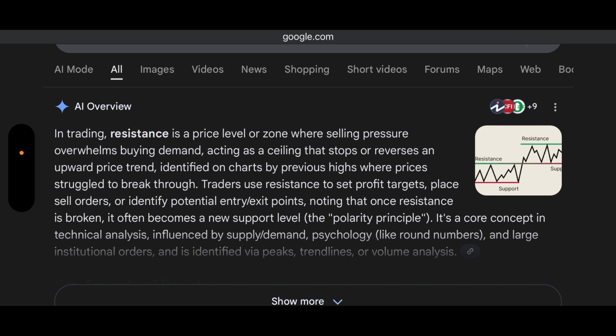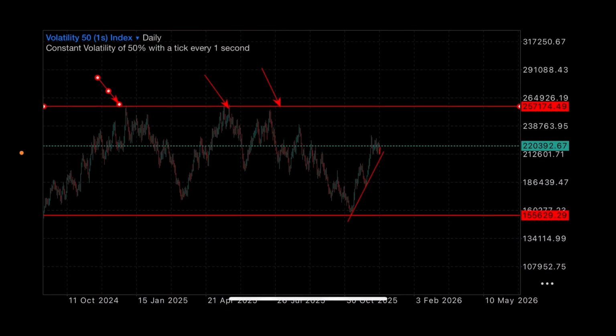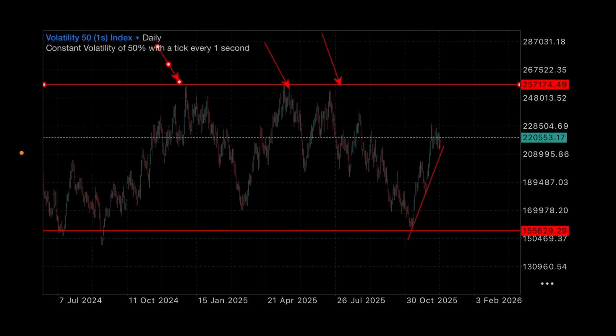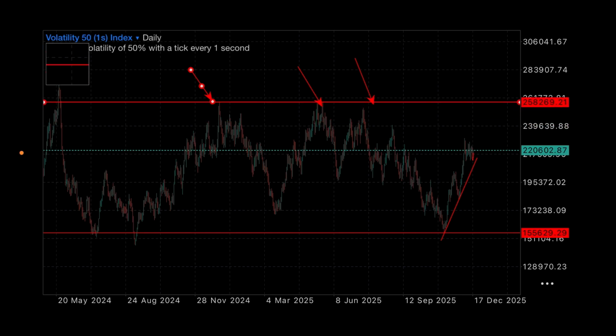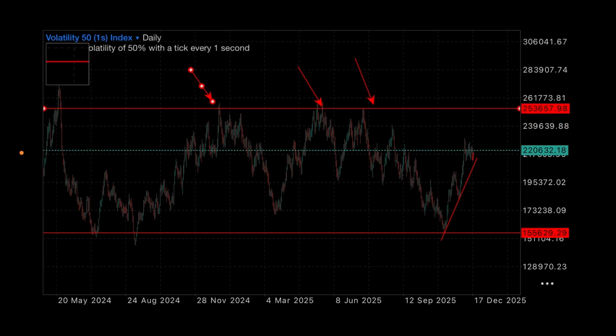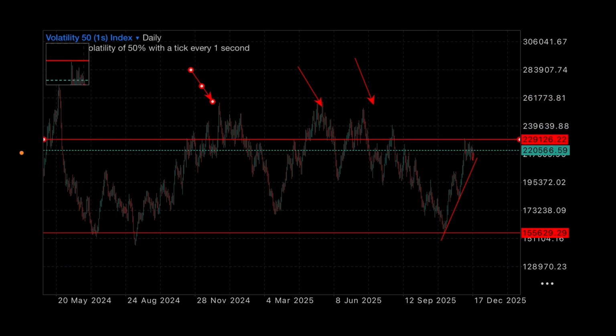So let's look at it on the charts right now. I have a very good example of support and resistance in this V50 daily chart. As you can see, we're talking about resistance, right? If you look at this point at which I'm toggling right now, you can see 258.269, where I drew these arrows.